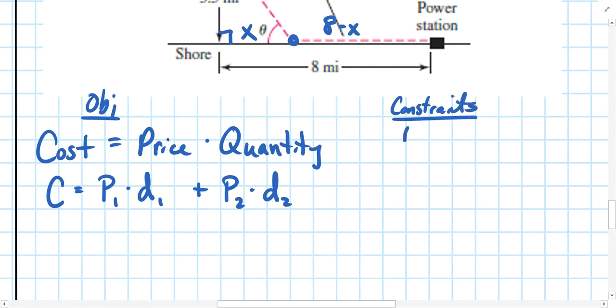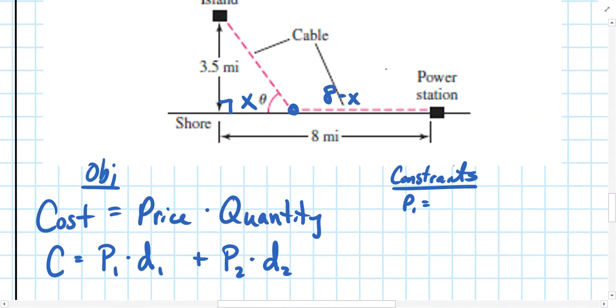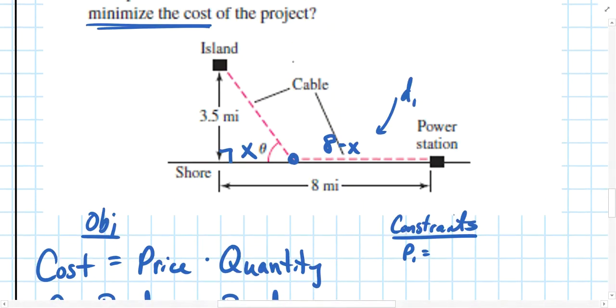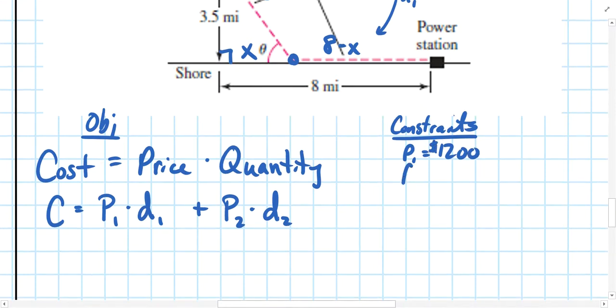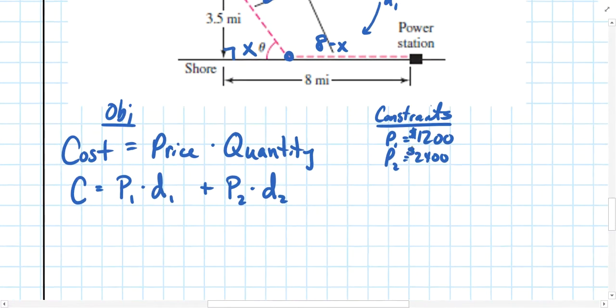what we know is that price 1, when we bury this along the ground, we'll call this distance 1 along the ground, and we'll call the distance in the water distance 2. So the price along the ground is $1,200, and the price along the water is $2,400. So that helps us a little bit with our constraints and rewriting our objective functions. There's no variables in those prices.